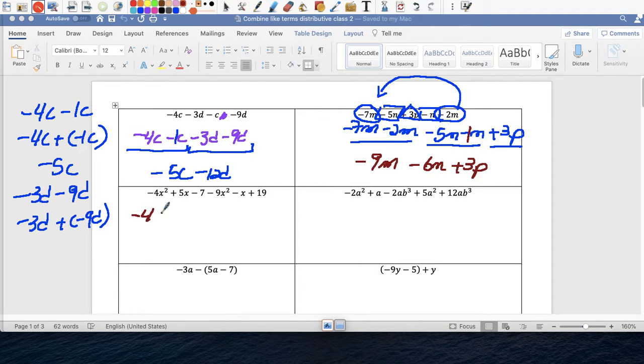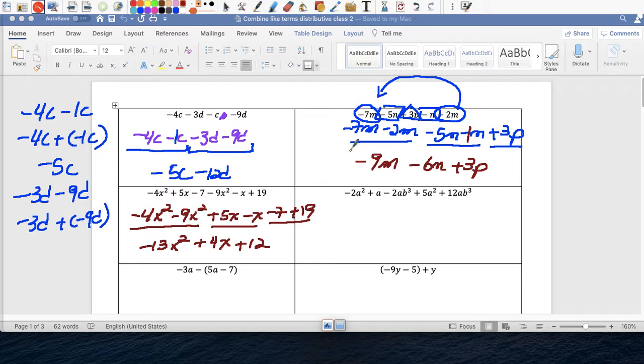Okay, so I'm going to put them together, like I said, and then it's minus 9x squared plus 5x minus x minus 7 plus 19. All my like terms are next to each other. So negative 4 negative 9 is negative 13, x squared. 5x minus x is positive 4x. Right? And minus 7 plus 19 is plus 12. And that's my final answer.